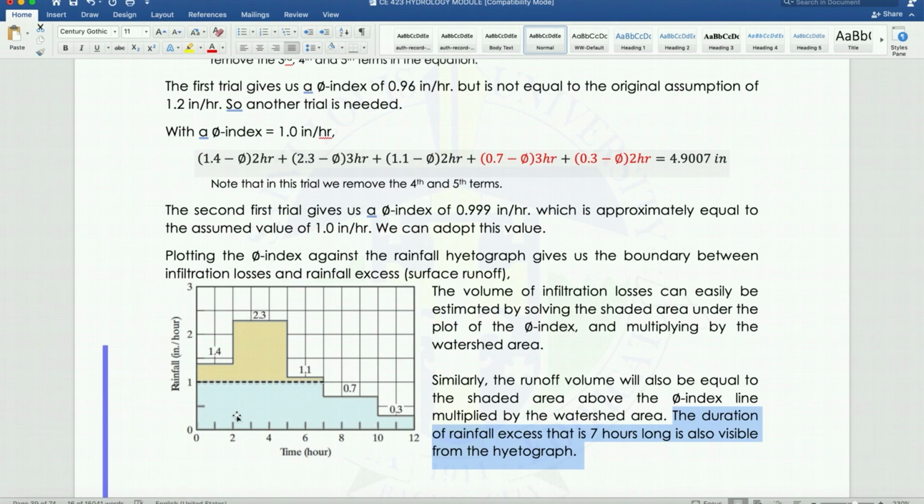Okay, so this is the 7-hour long tinutukoy natin. So, kung gusto natin malaman yung infiltration losses natin, ito yon. So, it is below the line. So, kunin lang natin yung volume. We have 1 times 7. Then, dito naman, 1 times itong total area dito. So, I repeat, sa taas, it is the runoff, while sa baba, it is the losses. Okay?